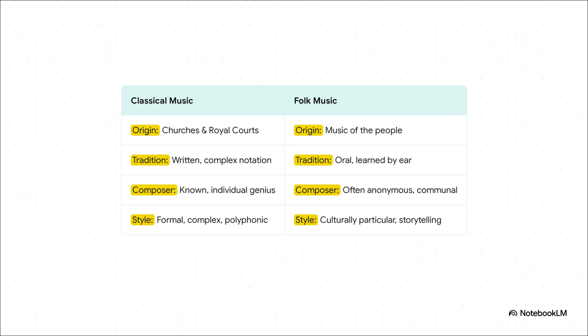Classical music is all about the written score, right? Super complex notation, crafted by a known genius like Beethoven. But folk music, that's an oral tradition. It's learned by listening, passed down from person to person, generation to generation. I mean, who wrote Barbara Allen? Nobody knows. The community is the composer, shaping the song over hundreds of years.